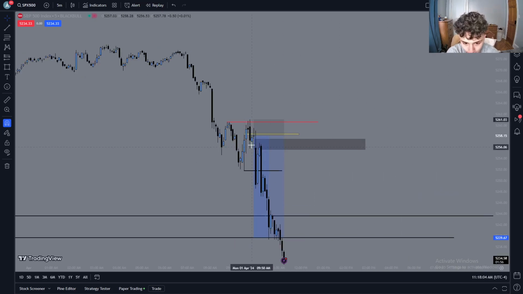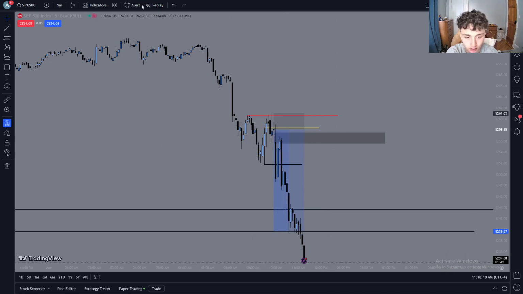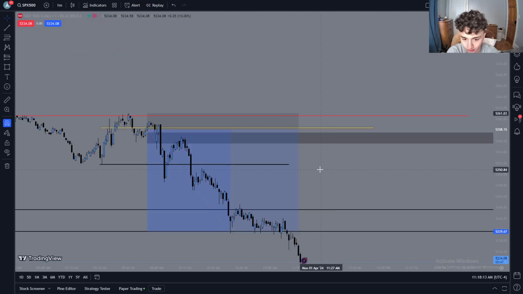Now, if you waited for the break of structure and the retrace into the fair value gap, you're also good right here. This was another setup right here. I would have taken this as well.